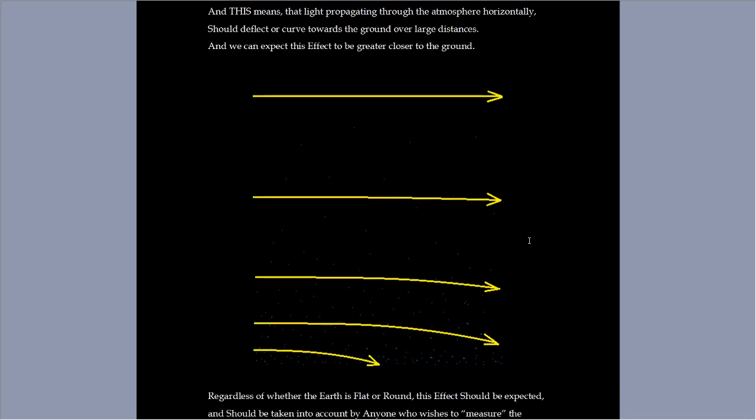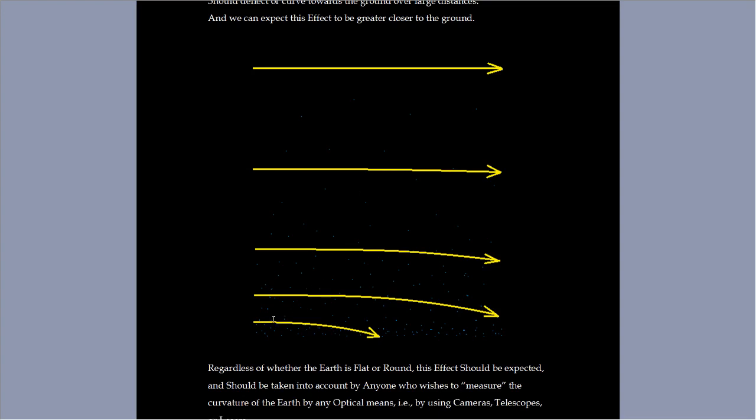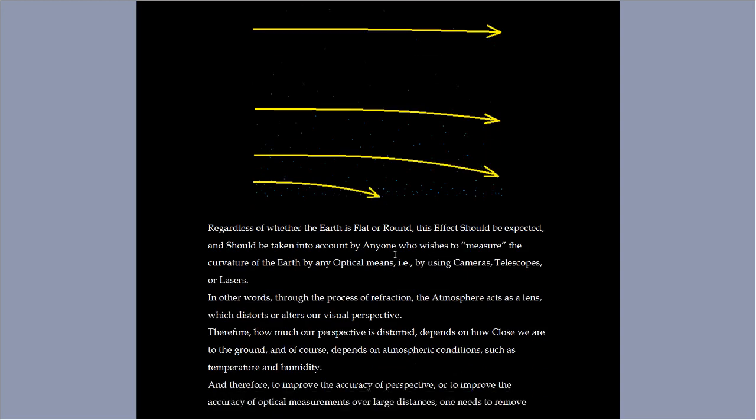This figure here illustrates this. We can see that when the atmosphere is almost non-existent, light will propagate in a straight line. We can see here, though, at the bottom, that when the atmosphere is thick, that is close to the ground, light waves refract towards the ground at a greater intensity, if you will, than high above.